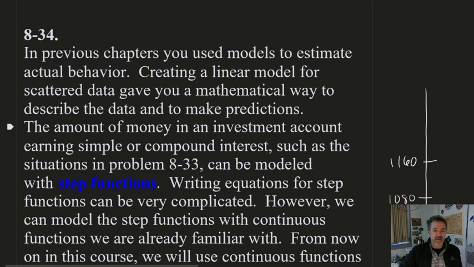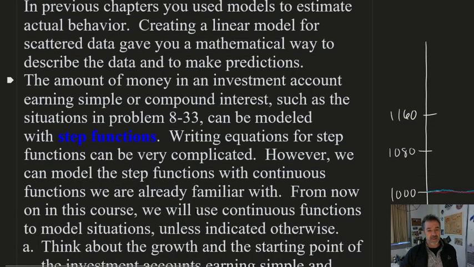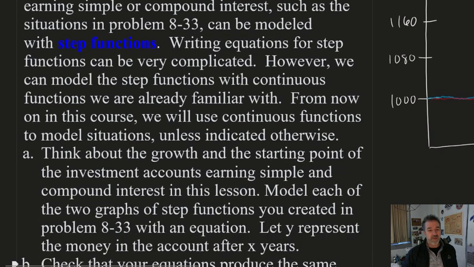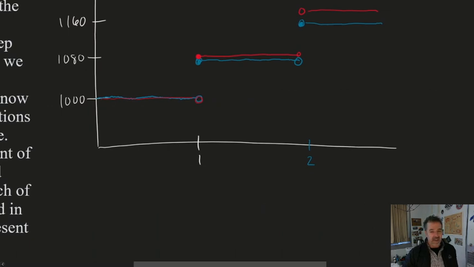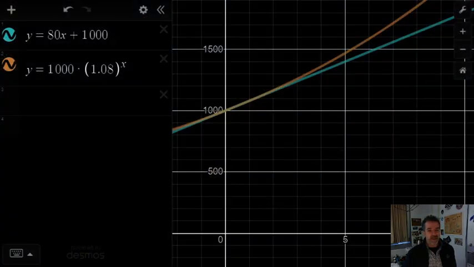Oh, maybe that's why I haven't stumbled on it in Desmos. However, we can model step functions with continuous functions we are already familiar with. Oh, good. They're going to let us out of this. From now on in this course, we will use continuous functions to model situations unless otherwise indicated. Oh, that's fabulous. I'm so relieved, because what they're telling me is that I can go, instead of having this, they're saying, hey, it's easier and we can think about it like this. Yay. So let's just finish here.